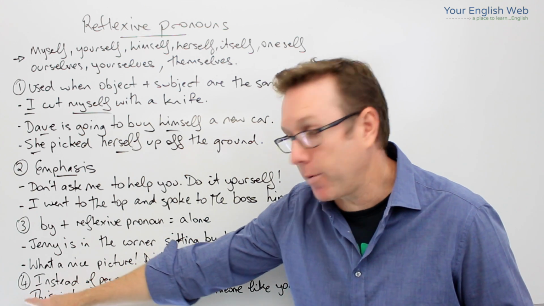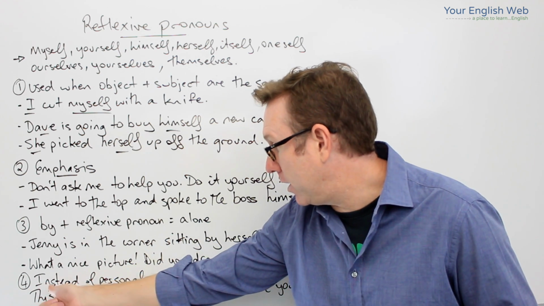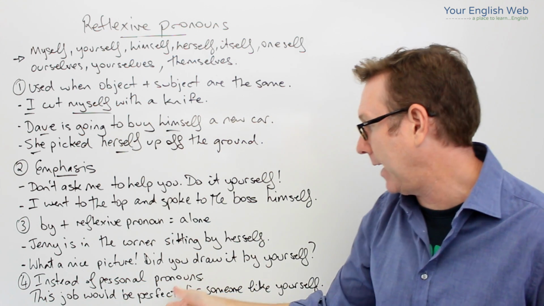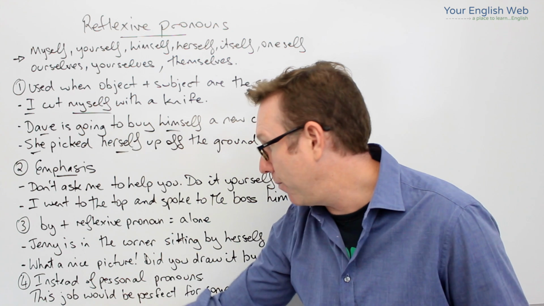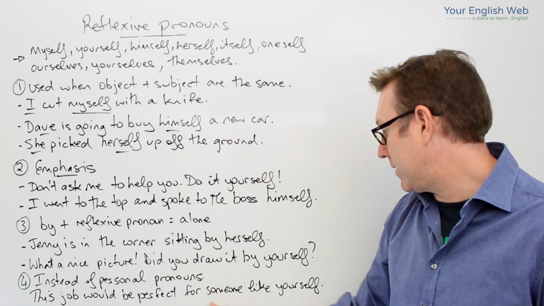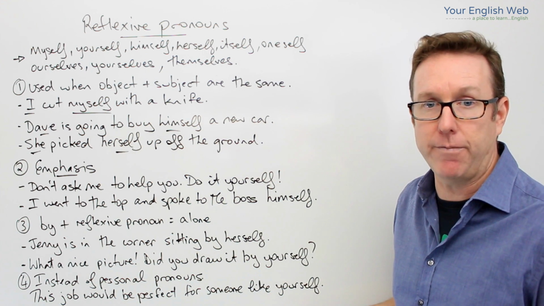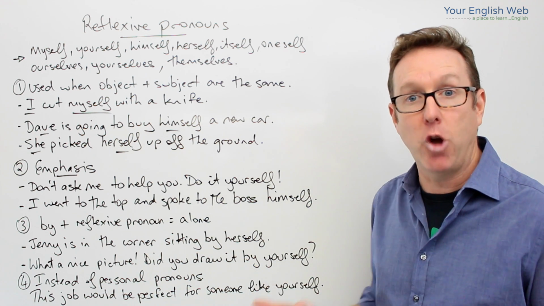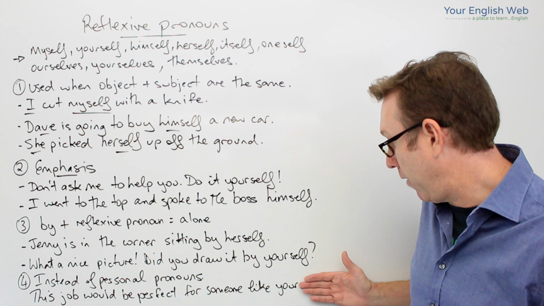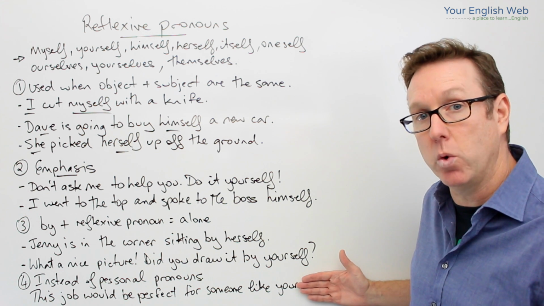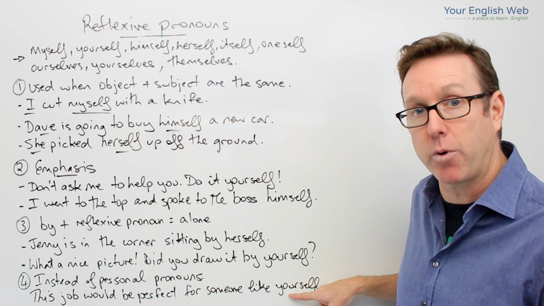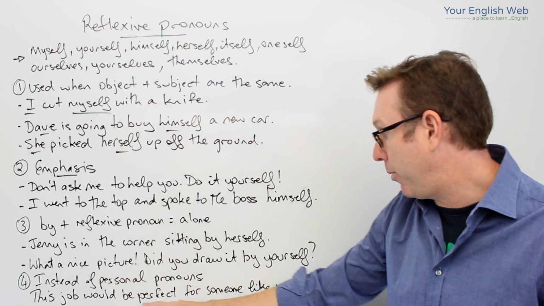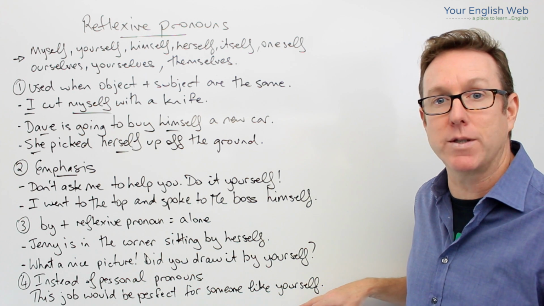And the fourth point I'm going to point out here is that we can use reflexive pronouns instead of personal pronouns, okay? So look at this example. This job would be perfect for someone like yourself. Normally we would say this job would be perfect for someone like you, but we can also use reflexive pronouns here in this type of sentence. This job would be perfect for someone like yourself.